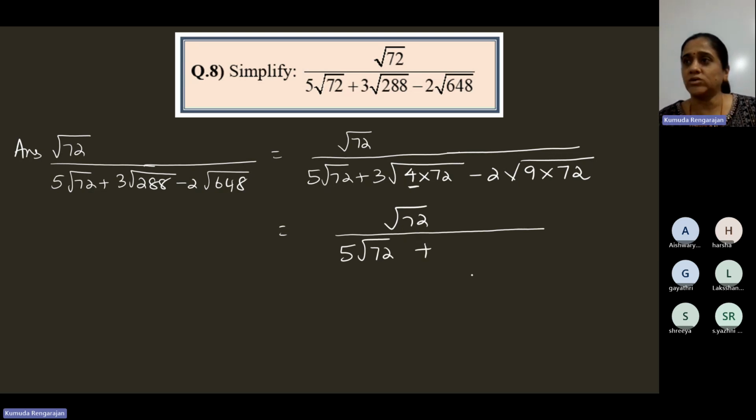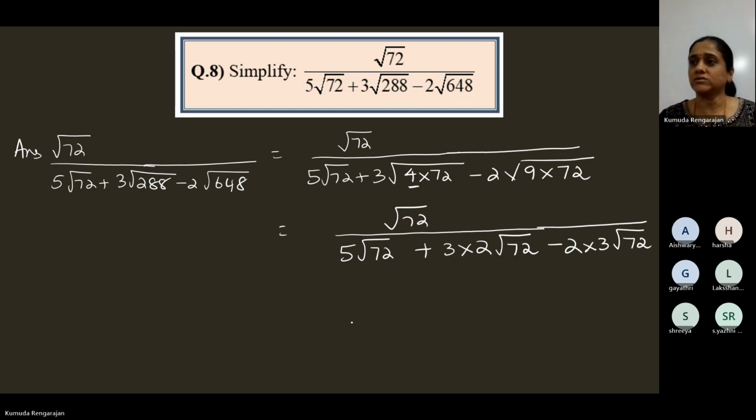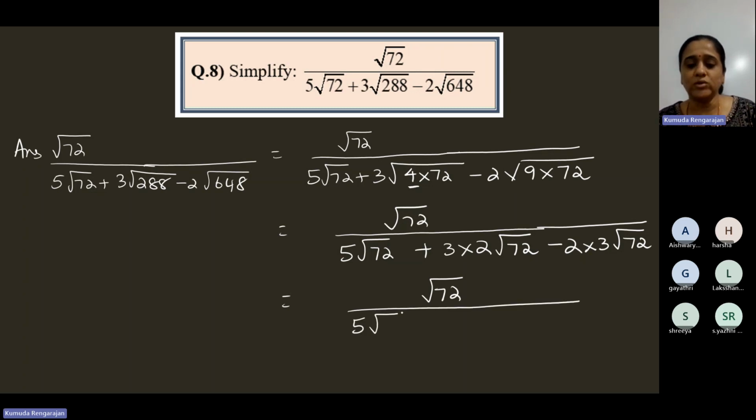now there is 4 under the square root. So it comes out as 2 because square root of 4 is 2, right? So there's already 3 there and square root of 4 is 2. So 4 comes out of the square root as 2, but 72 remains under the square root. Minus 2, 9 comes out of the square root as 3 because square root of 9 is 3, right? And 72 remains under the square root. So next step, square root of 72 divided by 5 square root of 72 plus 6, because 3 to the 6. 6 square root of 72 minus again 3 to the 6. 6 square root of 72.